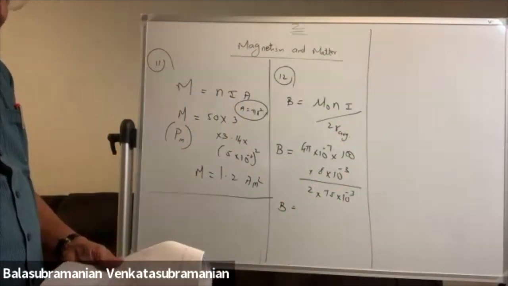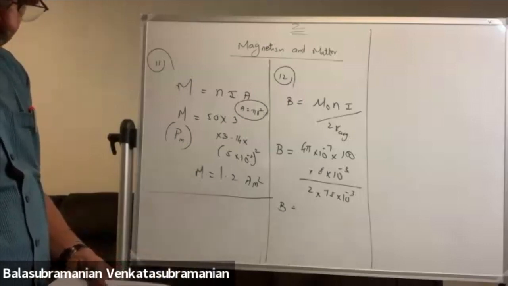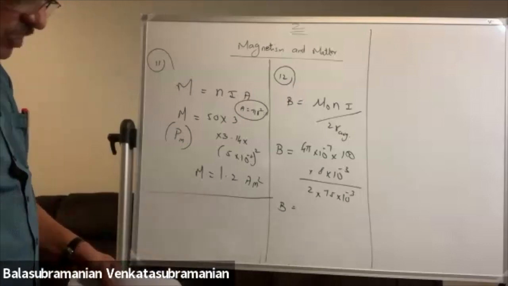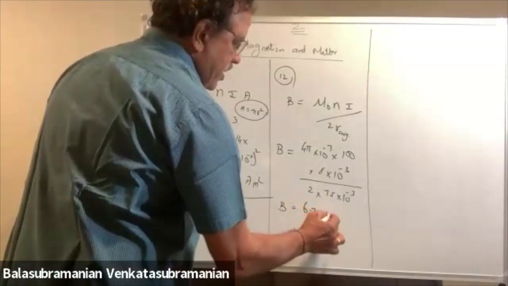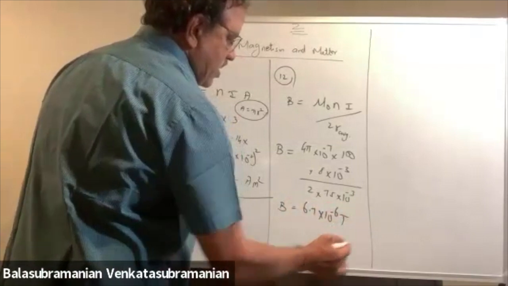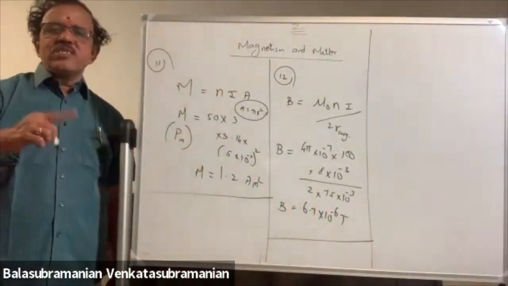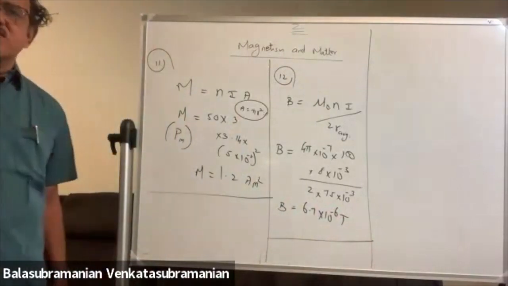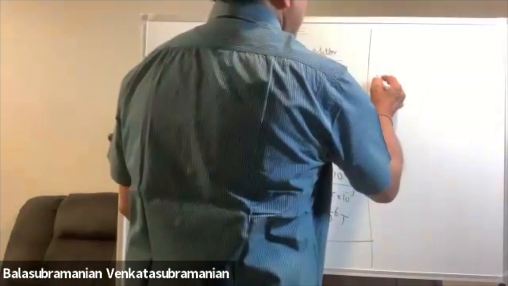(75) into 10 power minus 3. Okay, simplify, you are getting 6.7 into 10 power minus 6 Tesla or 6.7 micro Tesla. 10 power minus 6 is micro Tesla. Okay. 13th problem.